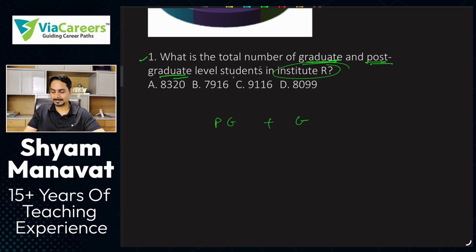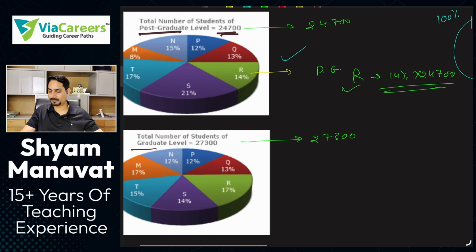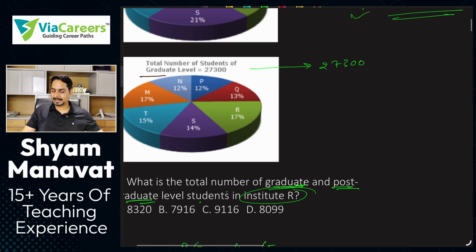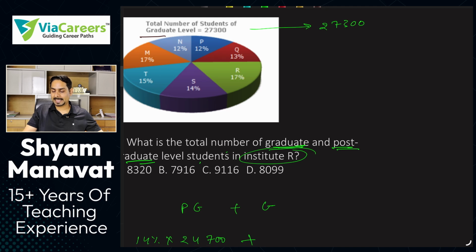So in PG it is 14% of 24,700. From where did I get this? Here, R is 14% and the total number of students in postgraduate is 24,700. So that is for PG. Now, if I want to check for graduate, then for our institute R, it is 17%. 17% of what?